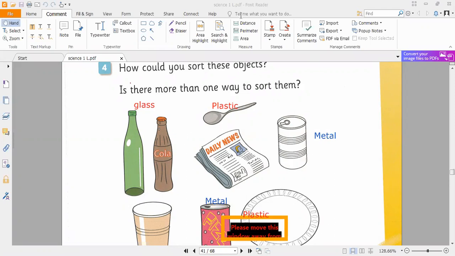Now the newspaper. Newspaper is made of paper. P-A-P-E-R. Paper. Okay, and the last we have the cup. Here it is also made of paper, like a one-time use paper cup. Right here, paper. Okay, understood?